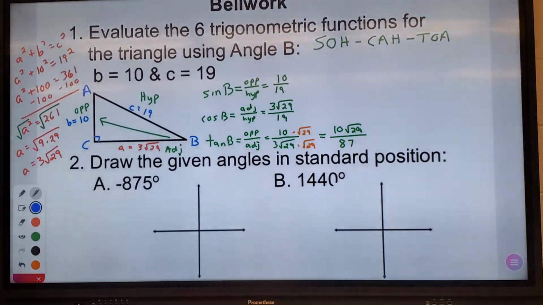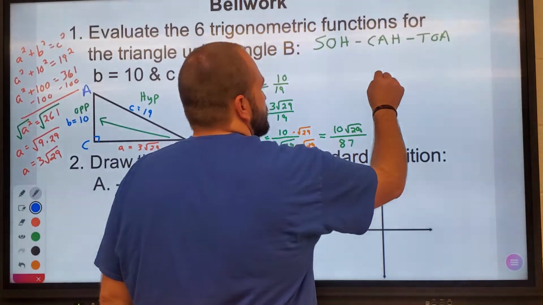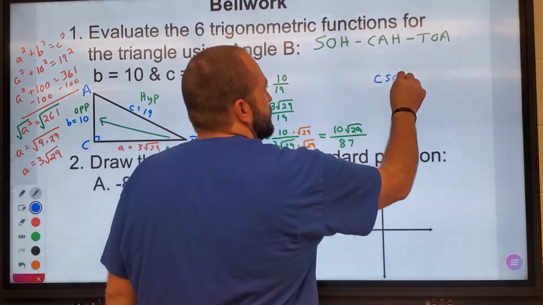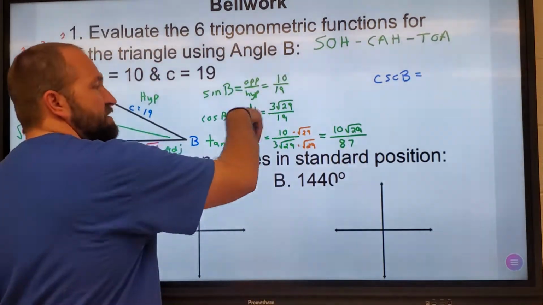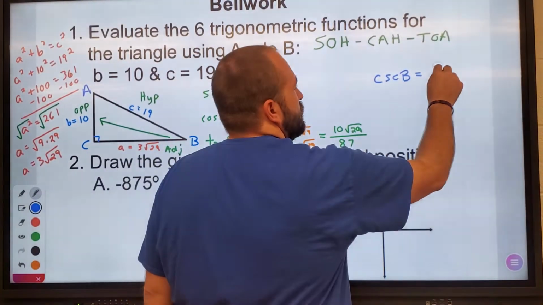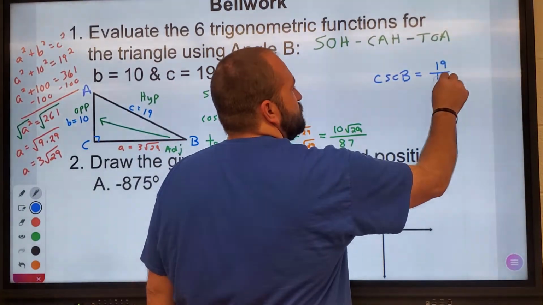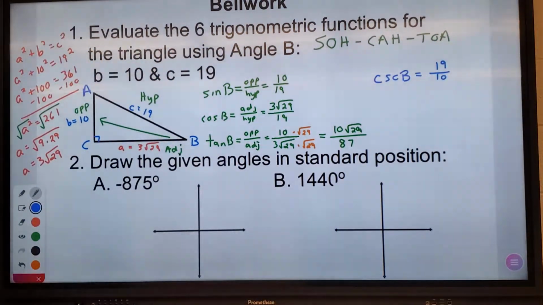Now again, the last of the 6 are the reciprocal functions. So for sine, the reciprocal is cosecant. So CSC of angle B. I'm going to take this and I'm just going to flip it. Again, that's my reciprocal. So I have 19 over 10. I can't reduce that, so that's done.